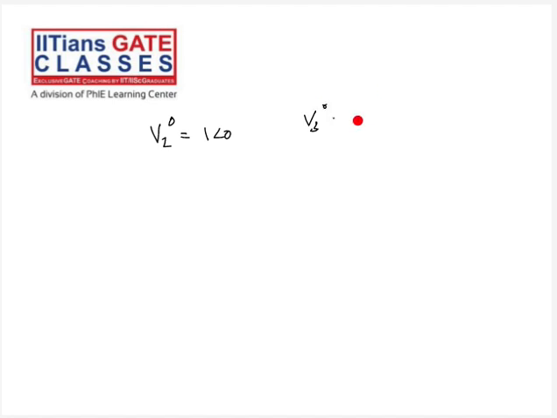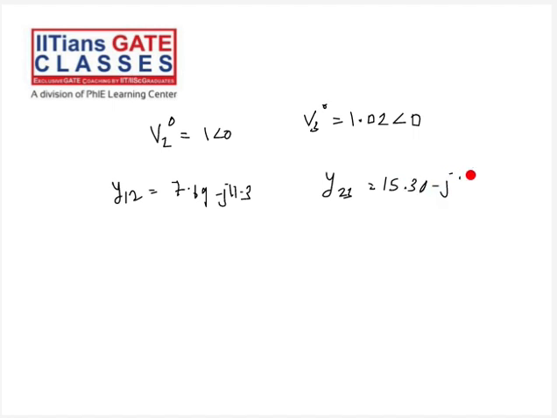1.2 angle 0, right? Z12 is given, so we can calculate Y12 as 7.69 minus j11.3, and we can calculate Y23 as 15.38. You should try this on your own by hand, once. So we can calculate the Y bus.